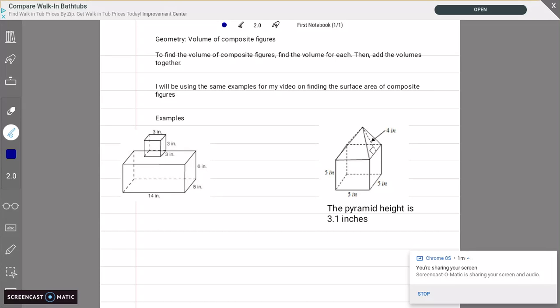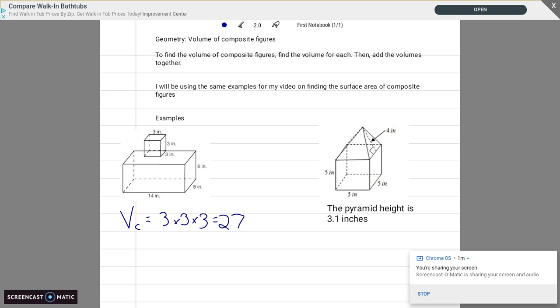So I'm going to start with the one with the two prisms first. The top shape is a tiny cube and the bottom is a rectangular prism. So I'm going to start by finding the volume of the cube. So I'm going to label this volume of the cube. That's a subscript. So in order to find the volume of this cube, all I have to do is multiply the length times width times height. So 3 times 3 times 3, and that gives me 27.